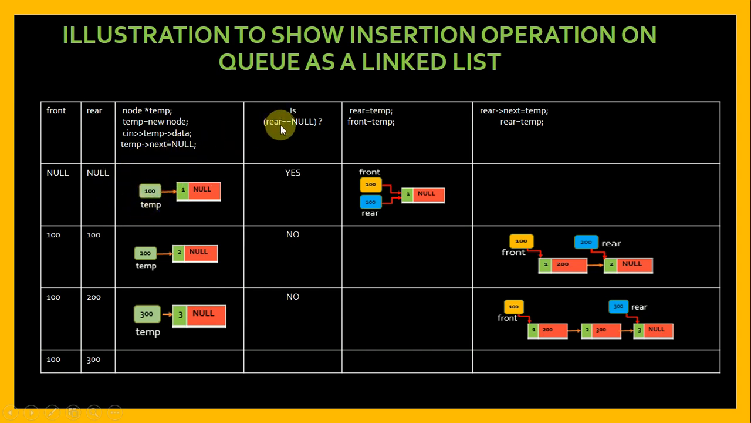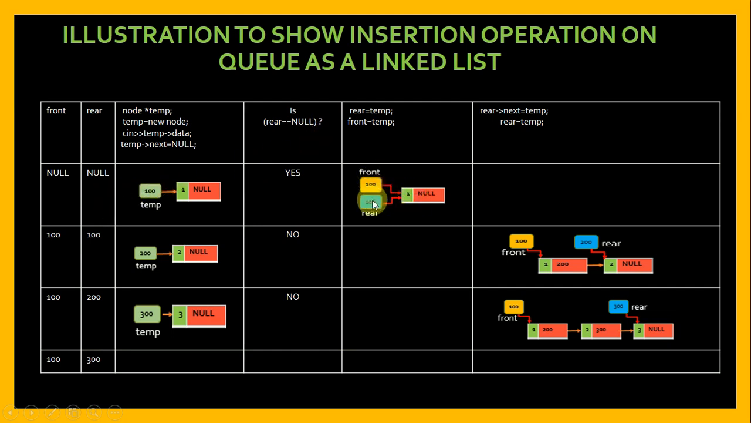Now we are checking is rear equal to null, because if rear is null, then this is going to be the first node and Q is empty. So in the beginning you can see the rear is null, so our answer is true. So we will make both front and rear point to this newly created node. So you can see here front and rear both contain 100. So only this step will be performed and this step will not be performed. Out of these two, only one will be performed depending upon this condition.